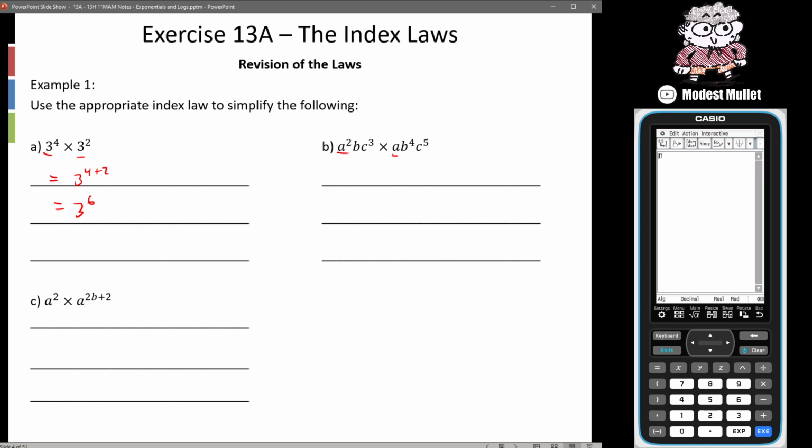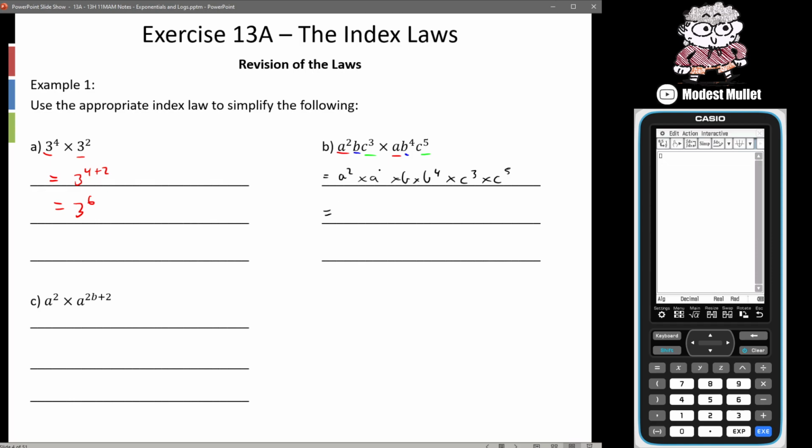B, we want to look at things that have the same base, so we're going to look at the A bases, the B base, and then the C base, and combine those, because this could technically be written as A squared times A times B times B to the 4 times C cubed times C to the power of 5, because the commutative law says that the order of multiplication doesn't matter.